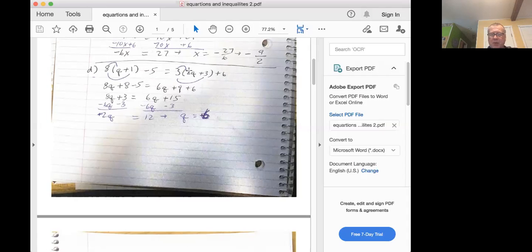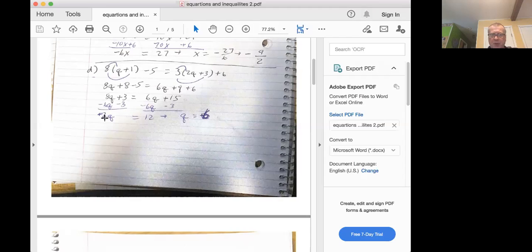And then 3 times 2q plus 3, we'll distribute the 3 here, gives us 6q. And 3 times 3 gives us 9. We add the 9 and 6 together, and we get 15. Now again, using the addition property, we'll move the 6q over by subtracting 6q. That gives us 2q. And we move the positive 3 over by subtracting 3. That gives us 12.